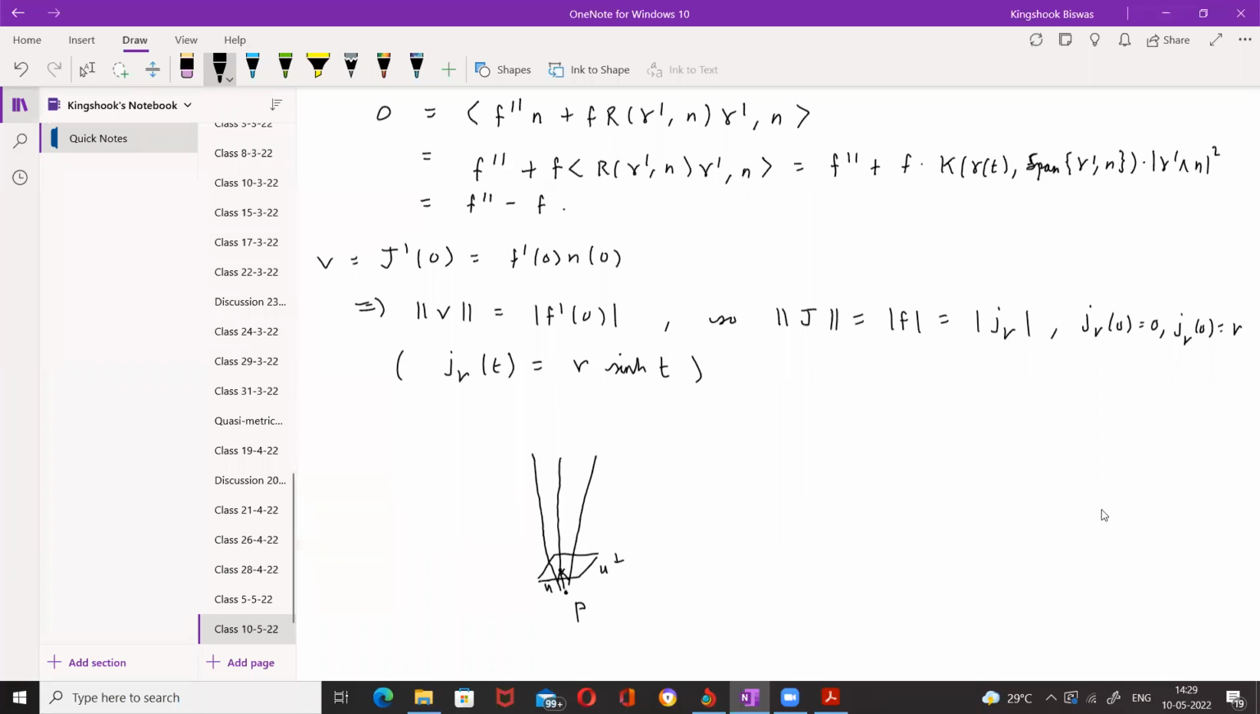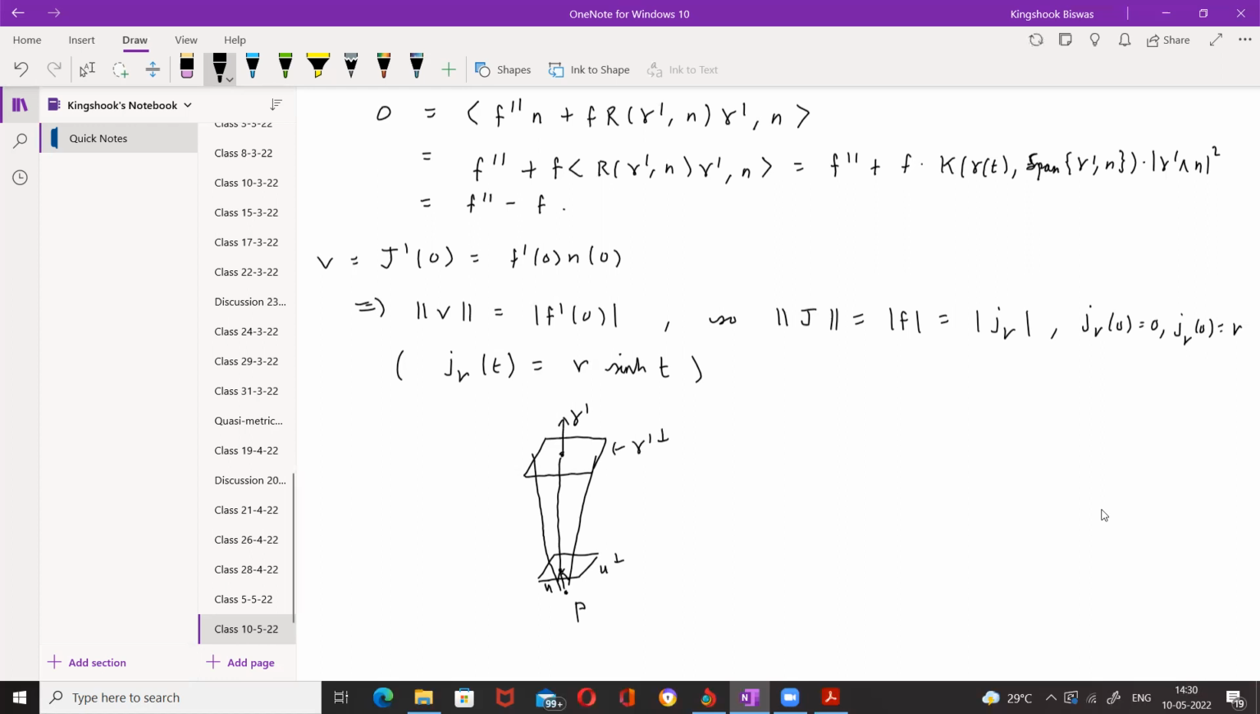And I know that by the Gauss lemma, the exponential map will map the tangent space, it will map U perp to gamma prime perp. So this is gamma prime, and this is gamma prime perp. The derivative of the exponential will map U perp to gamma prime perp, right?